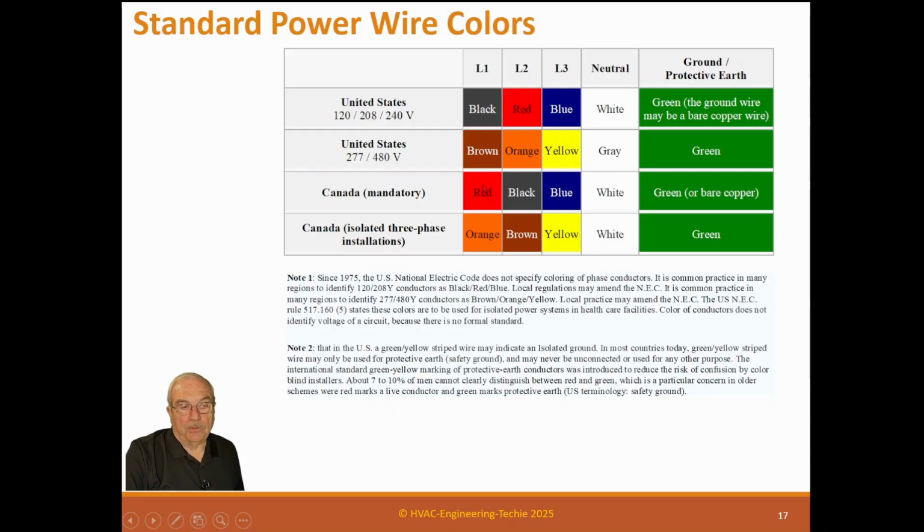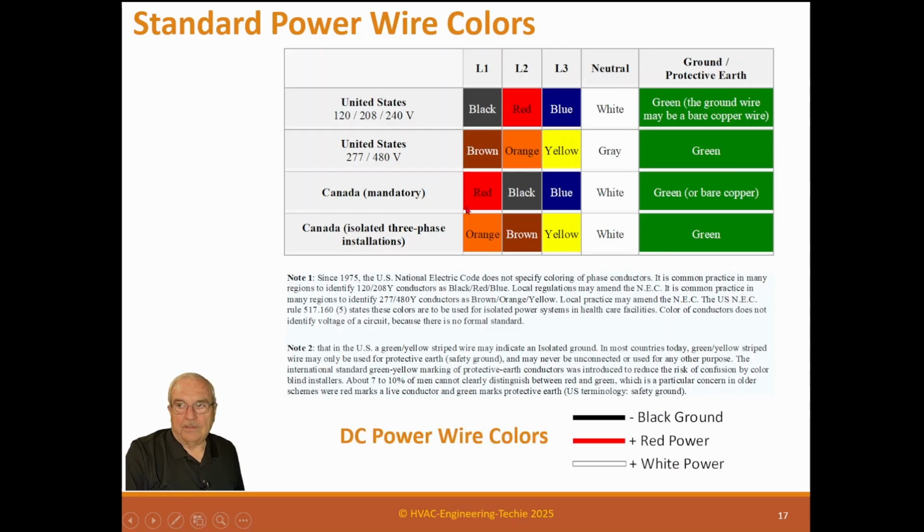A lot of people don't pay attention that each phase should have its own color. I mean, they have colors. They don't realize that L1 needs to be a special color. And for Canada, again, for the 277/480 volt, they swap the L1 and L2. I don't know why, but they do. They do all have white. So the colors are very common between Canada and U.S., but they flip around the phases.